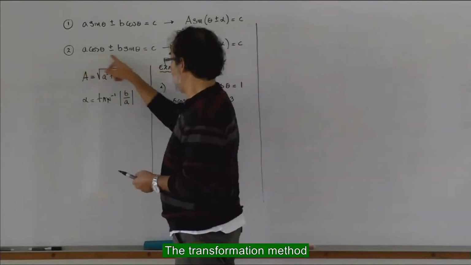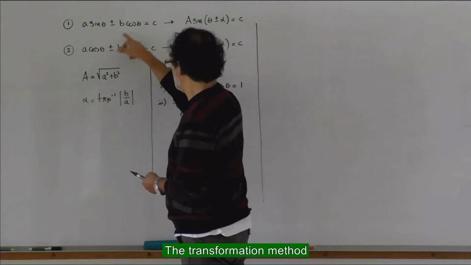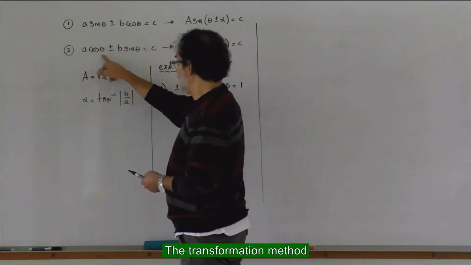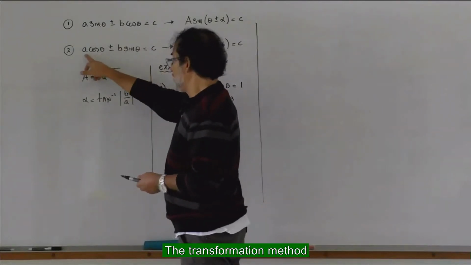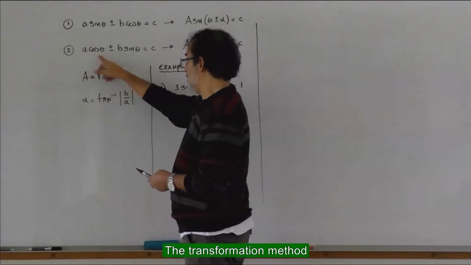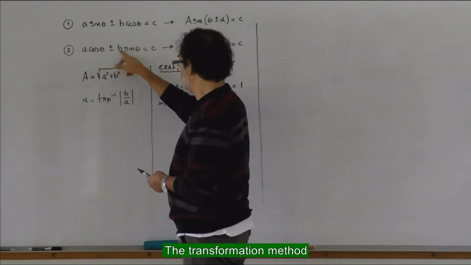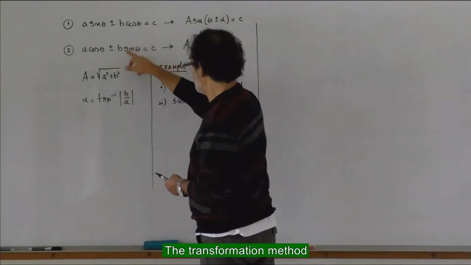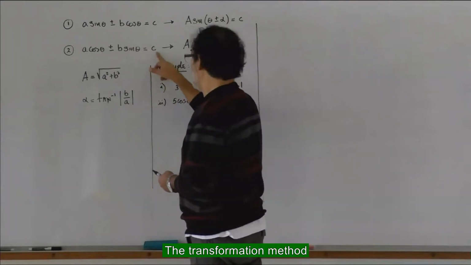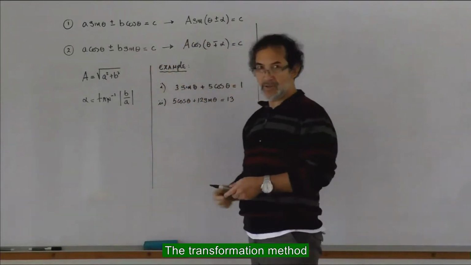The other equation, which looks similar to this one, starts with cos. We're going to have a number multiplied by cos theta, plus or minus another number multiplied by sine theta, and that is going to be equal to, again, some constant.